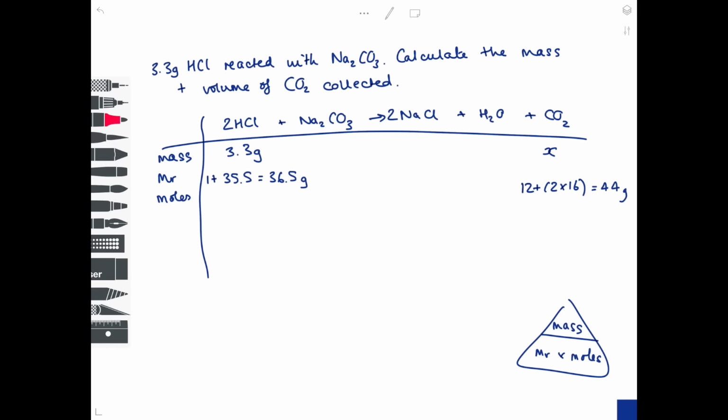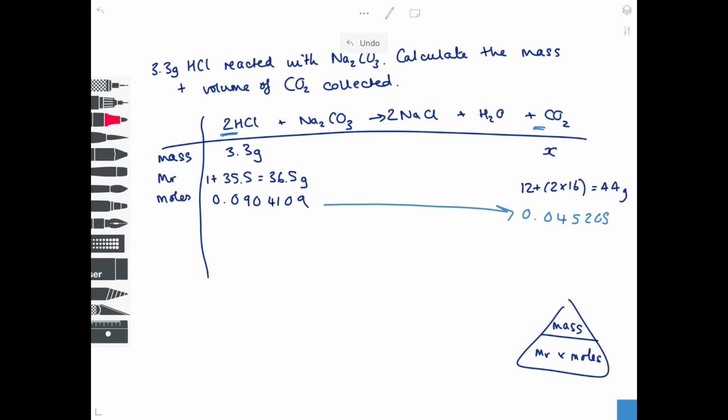Using the formula triangle, we see that moles is mass divided by MR. So we do 3.3 divided by 36.5 to give us 0.0904109. And now remember, what we can do here is carry that number across to be the number of moles of carbon dioxide. Do check the big numbers up here. Now there's 2 lots of hydrochloric acid compared with only 1 lot of carbon dioxide, which is why in order to carry over the moles we have to actually divide 0.09041 by 2, and that becomes 0.045205.